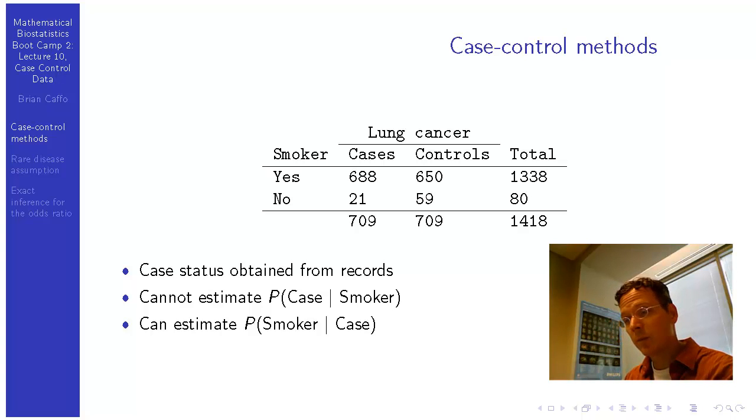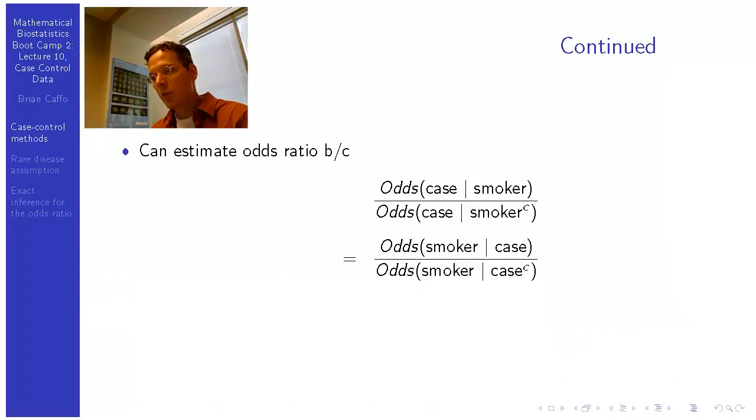So just in terms of probability, we cannot estimate the probability of being a case given that you were a smoker directly from the data. But we can estimate the probability of being a smoker given that you were a case. And so we want to work with that probability rubric. What is interesting is we can estimate an odds ratio.